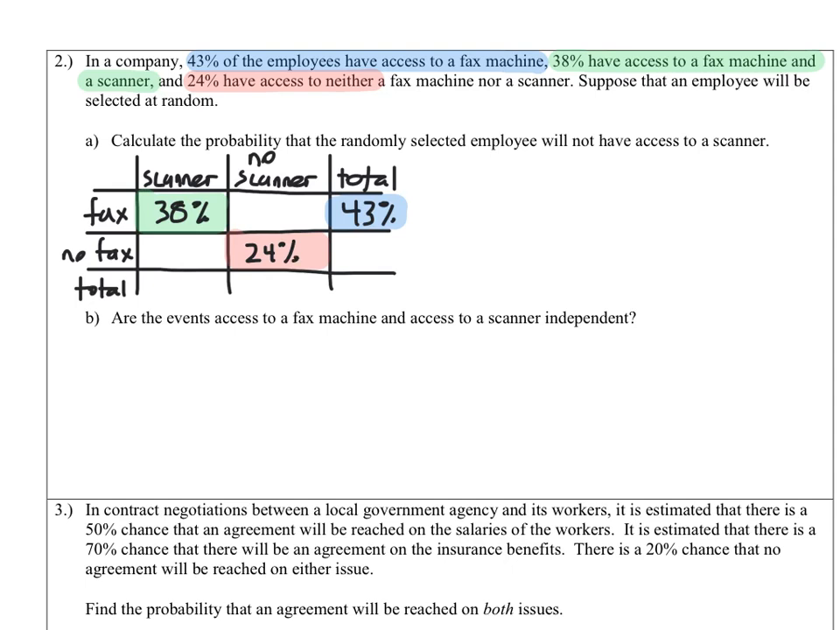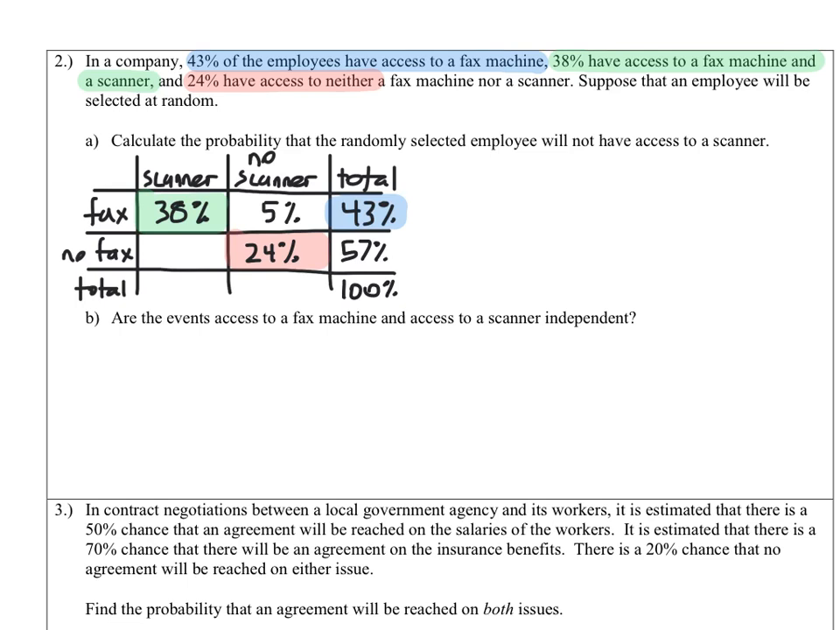So remember, when you're talking about percents, your total has to add up to 100%. So to figure out all the other numbers, we just have to subtract. 100 minus 43 means that 57% do not have access to a fax machine. Go right to left. If you're starting with a total of 43% who have access to a fax machine, subtract the 38 who have access to both. That means that 5% have access to a fax machine but not a scanner.